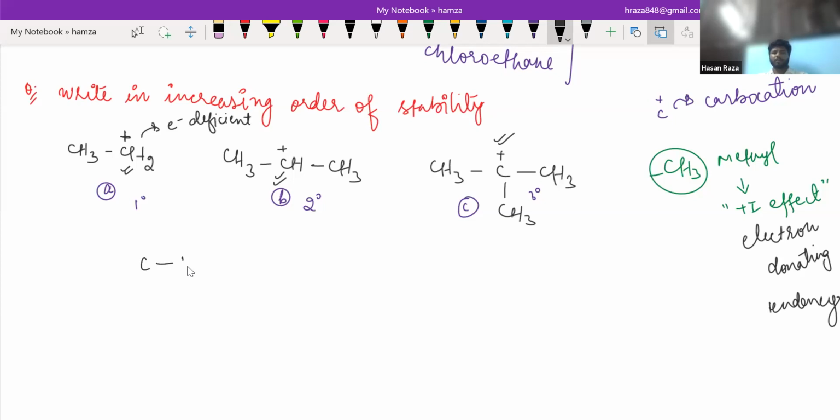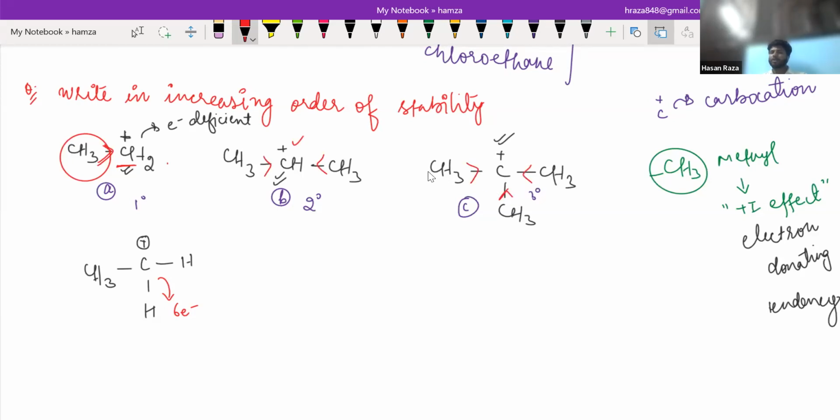How can you see? There are 2 hydrogens bonded. Carbon should make 4 bonds to make itself stable, but here there are only 3 bonds. That means 6 electrons in its outermost shell, but it should be 8. That means this is electron deficient. And adjacent to this CH2 plus, there is a CH3 group which supports it by donating some electron. This is supported by one, this by 2, and this by 3 CH3.